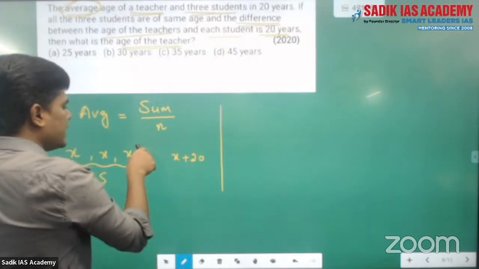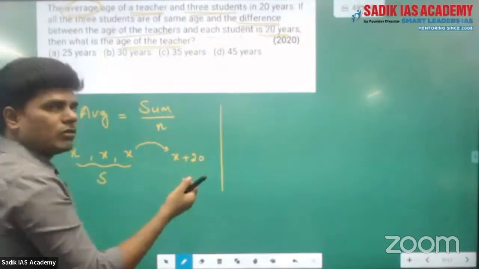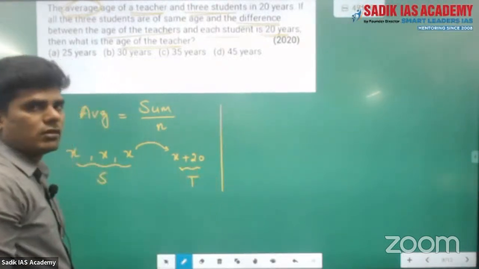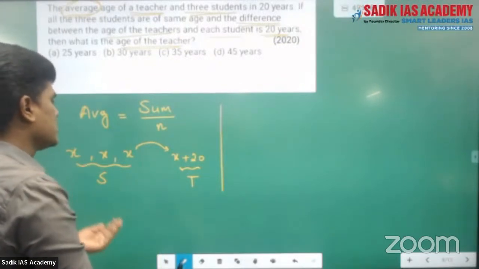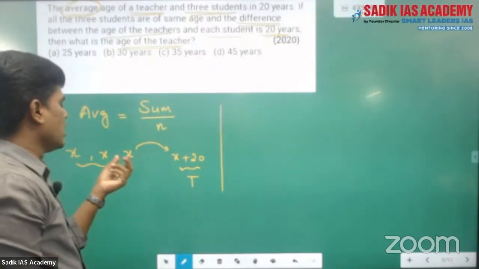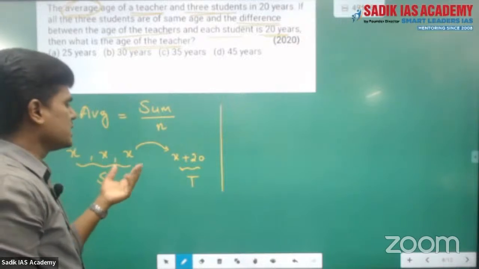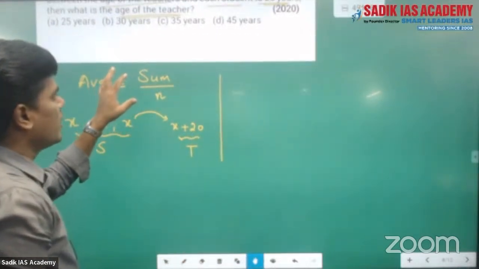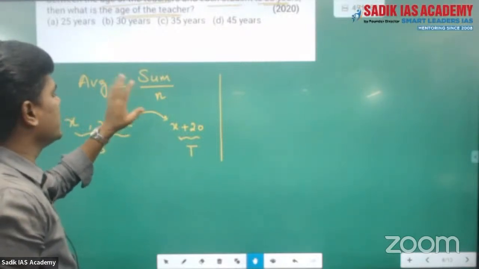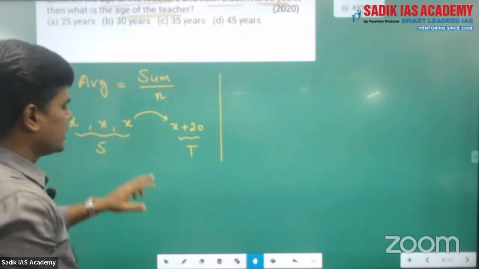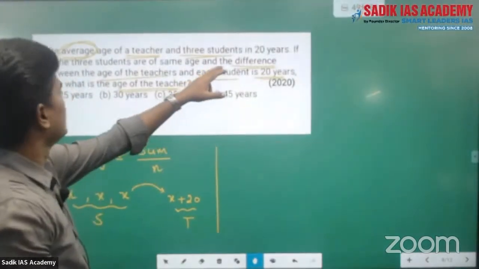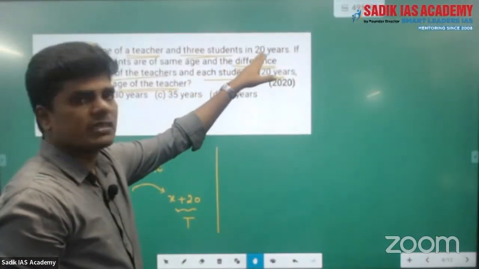Then only if I take the difference between these two, it is going to be 20. So this is the teacher's age. So now I have assumed the student's age and the teacher's age. Now, as per the formula of average, I'll get the answer. They have given that the average of all 4 people is 20.